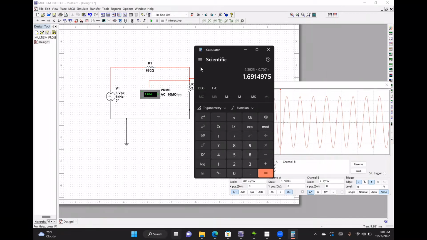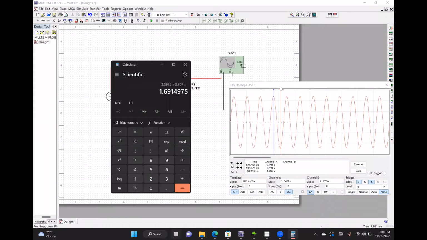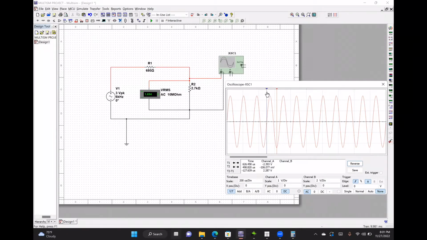So now that I've done VRMS, we can go over time. So to do time, I will set my cursors to the Y value for one full cycle, 0. And then set this Y value to 0 as well.